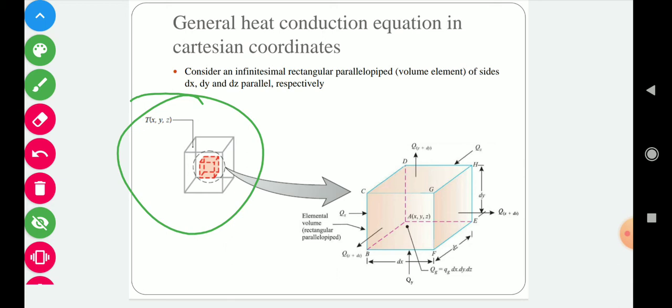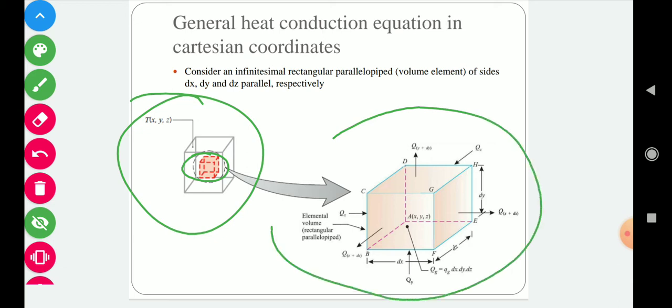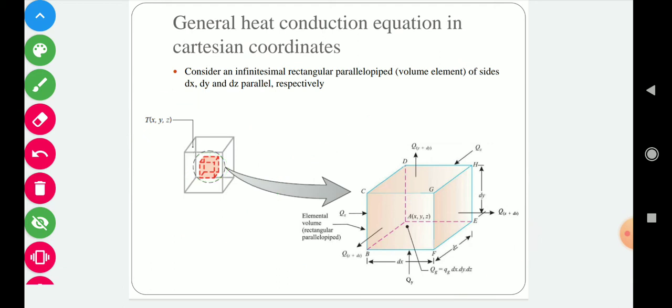In order to solve this equation, first of all you have to assume a control volume. So this one is our control volume and this one is a magnified picture of this control volume. The dimensions of this control volume are delta x, delta y, and delta z. As you can see in this example, this is delta x, this one is delta y, and this one is delta z.